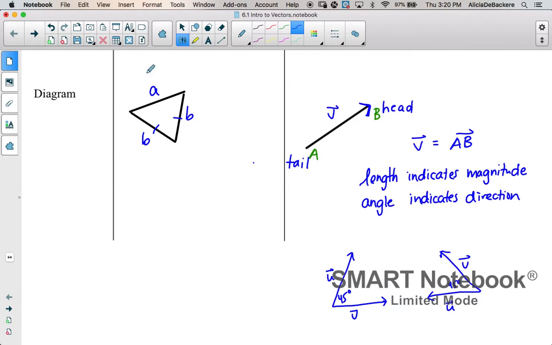All right, so those are some of the basic building blocks for vocabulary. We're going to talk about different types of vectors next.